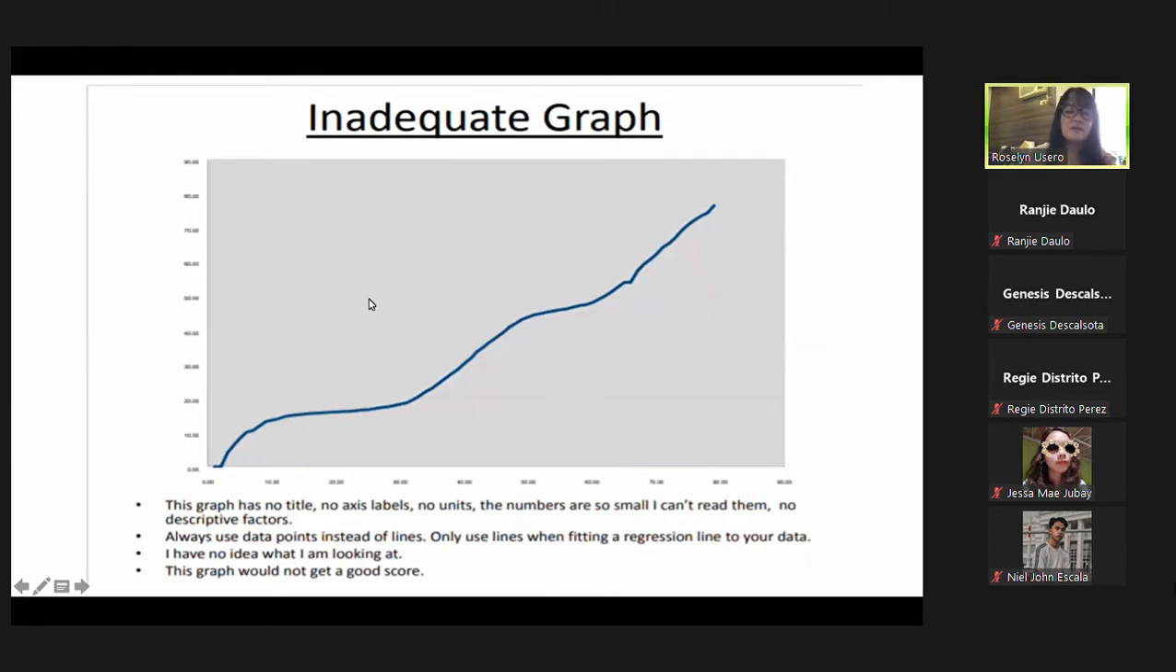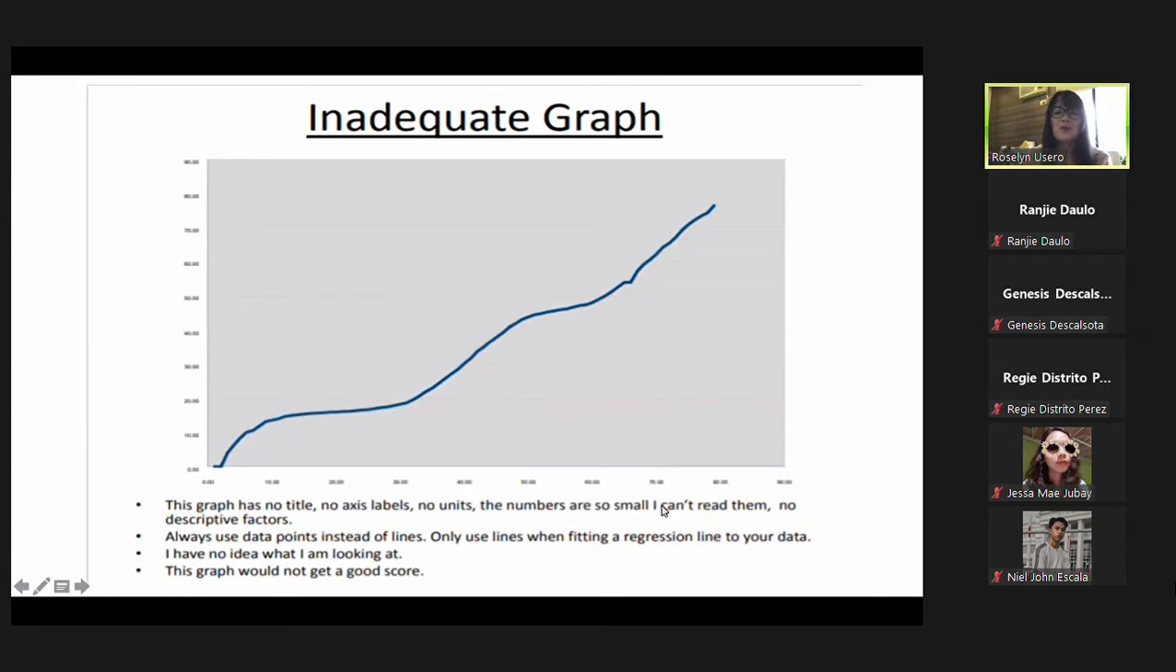Okay, what is missing in this graph? Wala sang title, wala sang legend, wala sang data. Wala sang title ang parameter sa y-axis, and same with the x-axis, puro lang numbers. So this graph has no title, no axis labels, no units also.